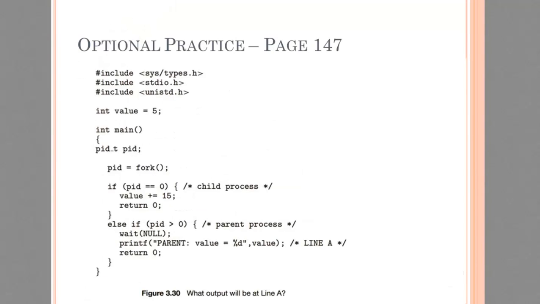Okay, here's another one, optional practice, page 147. This was another one. What output will be at line A? So let's look at this program. Value is 5. Then we do again, pid equals fork. If pid equals 0, value plus equals 15 and returns 0. Else, if pid is greater than 0, wait, then printf parent is the value. Now remember, it's only in the if statement that the value gets changed. The else statement does not change the value, so it has its initial value, which is 5.